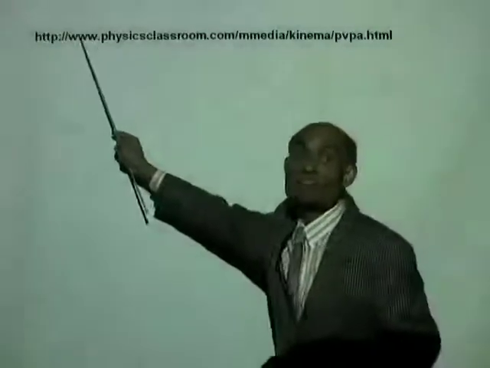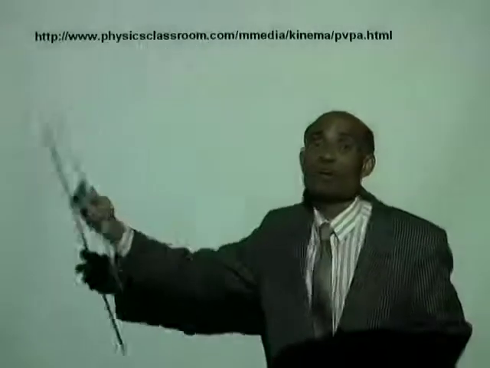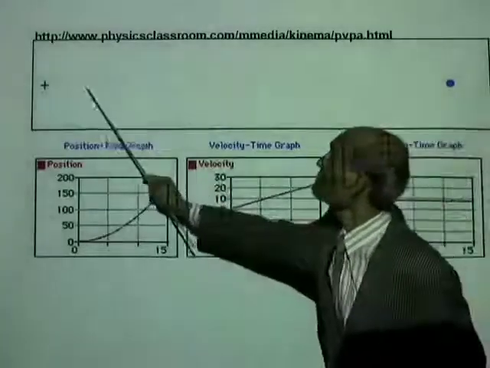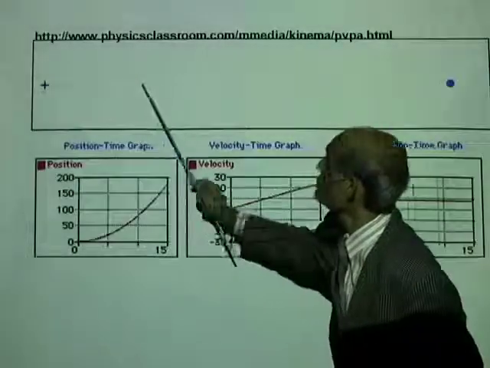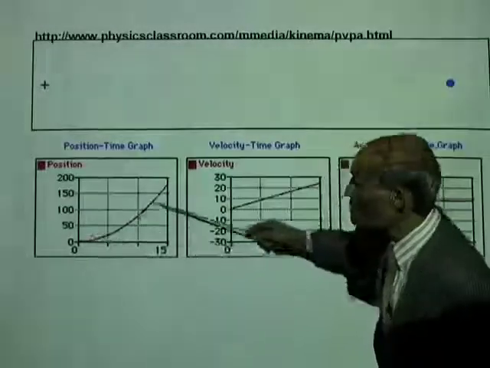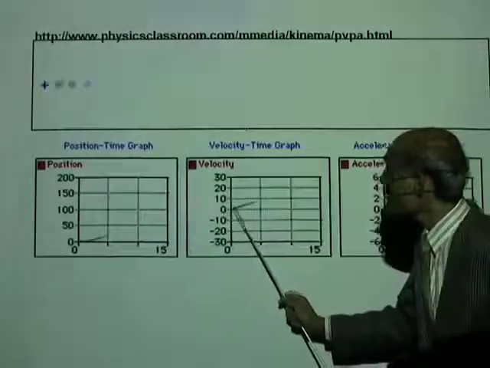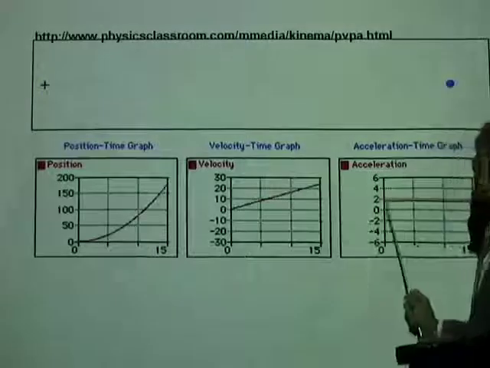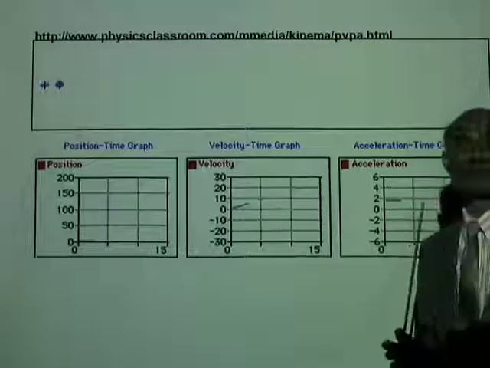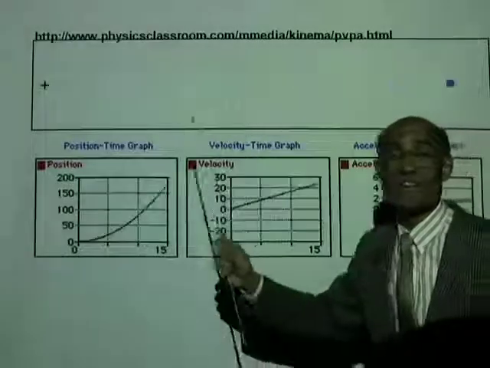Now, I have an animation that is given on this website. I would like to acknowledge each time I use a borrowed animation. Now, watch this animation. You can see positive velocity, positive acceleration. You can see these dots get farther apart. And look at how the position function is graphed. It's a concave up graph. Velocity increases uniformly and acceleration remains a constant, namely 2 m/s². All right? Okay, let's move on and look at another case.